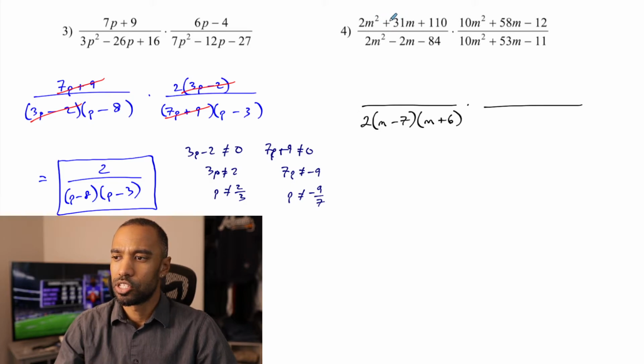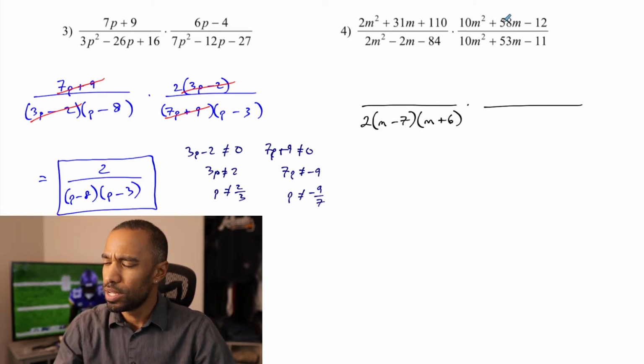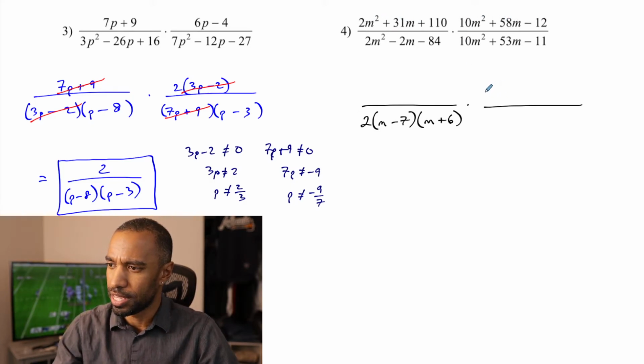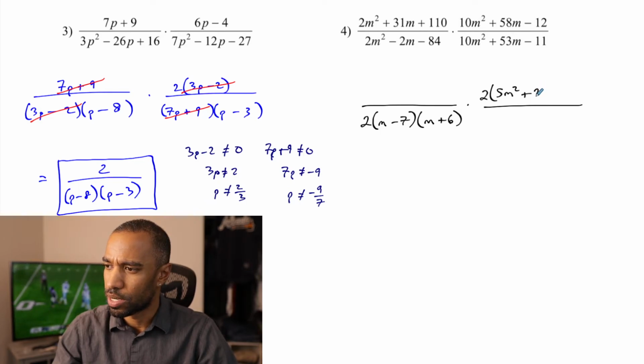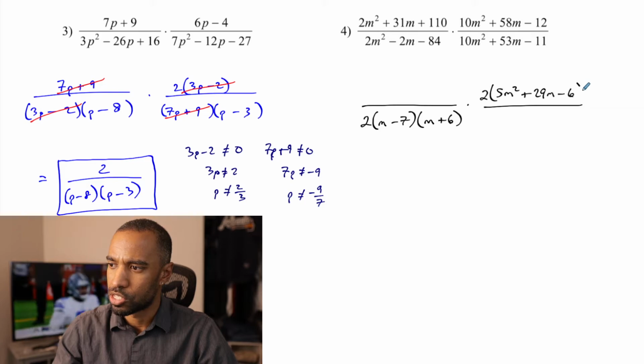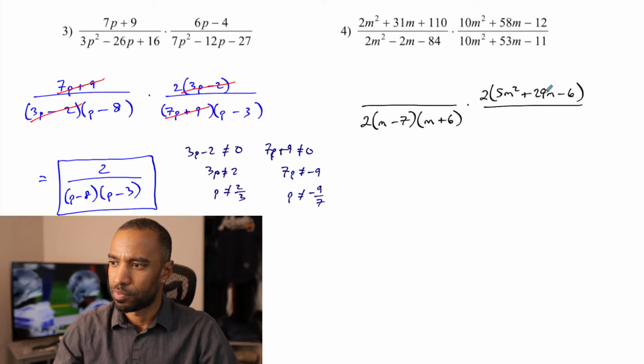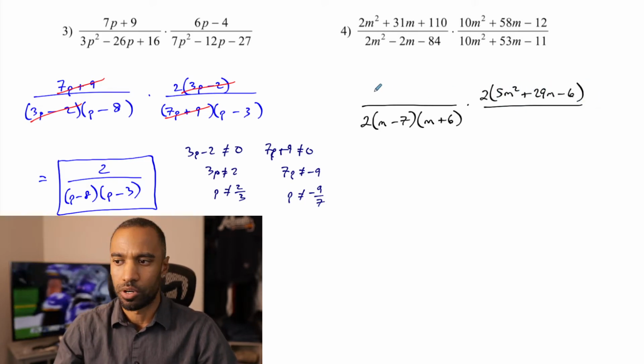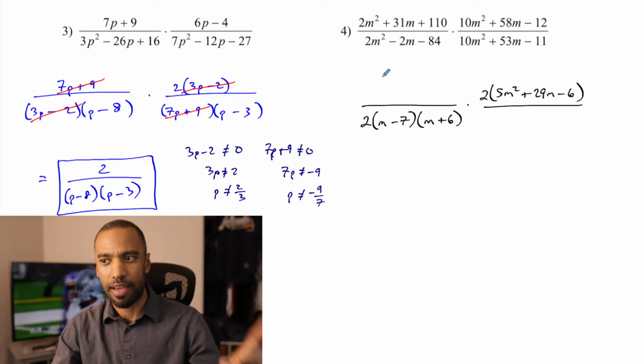But potentially, right? Now, this top doesn't have a common factor of 2. This one did. I don't know if 2 is the largest number. I think it is, because here we got 5m squared plus, what is that, 29m minus 6. And then we're going to probably have to factor that one down more as well. Okay, so there's some deeper factoring that we're going to have to do.